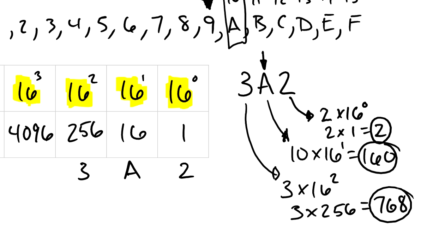So my answer here is the sum of those 3 values, and I get that those 3 values together add up to 930. So this, right, 930, this is the base 10. That's the same as 3A2 in hexadecimal. And you could take the 930 and you could convert that to base 2 as well, but we'll just leave it here. So 3A2 in hex is equivalent to 930.